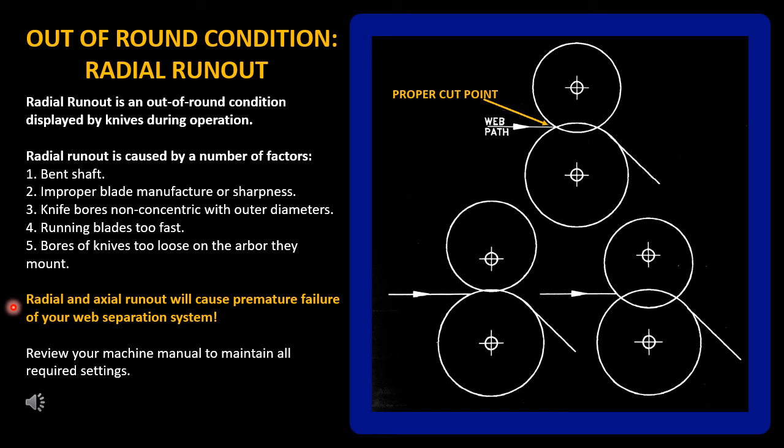Radial and axial runout, as well as improper cant angle, depth of cut, side load pressure, and rake angle settings, will cause premature failure of your web separation efforts. You must review your machine manual to maintain required settings in all these areas.